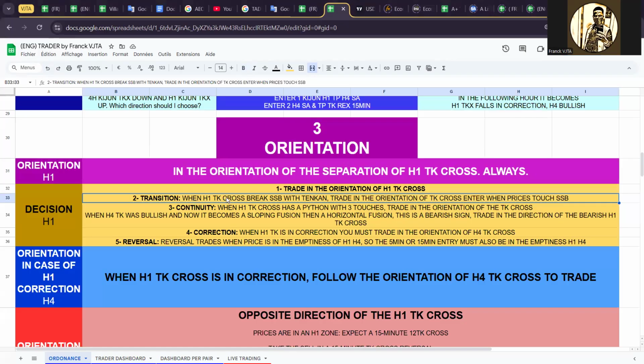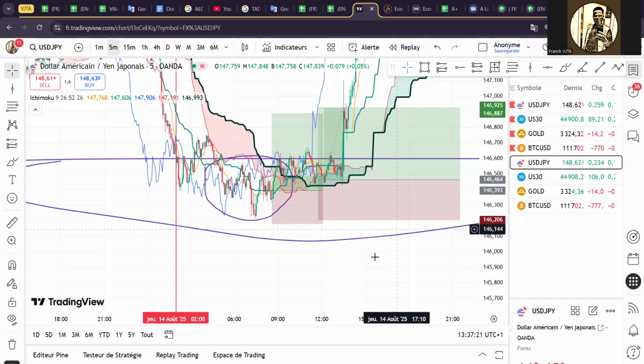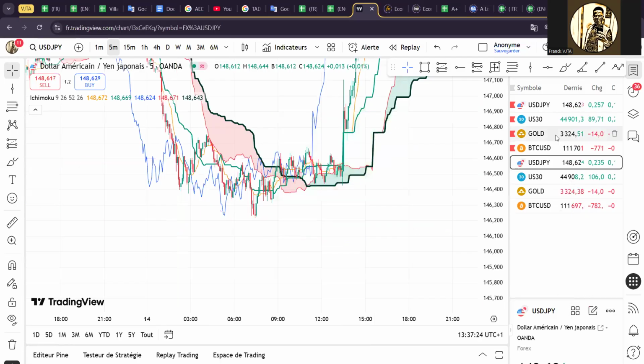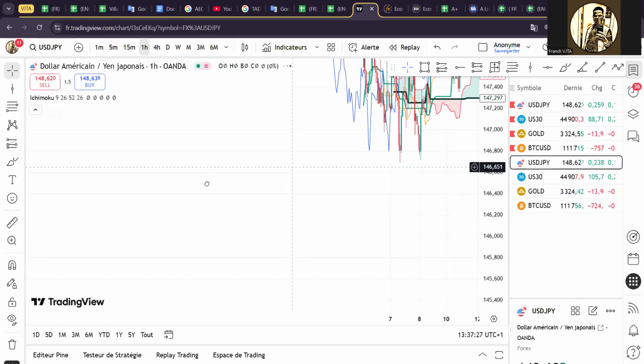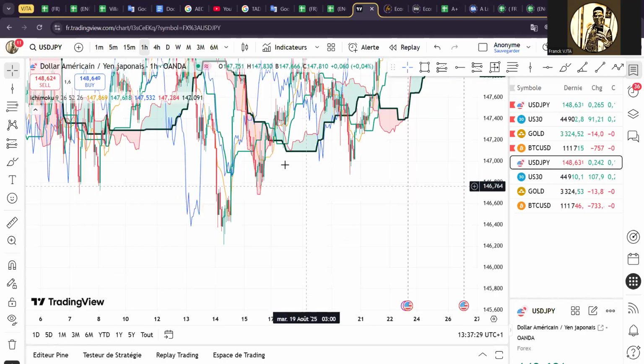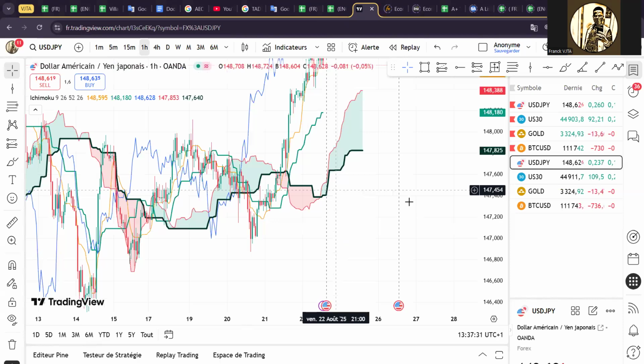Number two, in case of transition. When you are in transition, Tenkan breaks SSB, and then on H1, Tenkan breaks SSB, trade toward the direction of the H1 TK cross, toward the direction of TK cross H1. Let us take the present example.